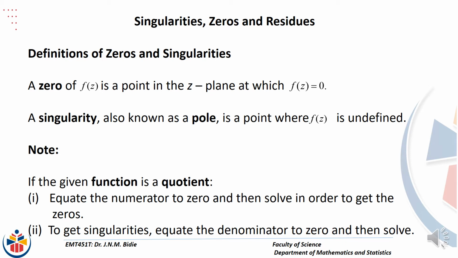Note that if we've got a function which is a quotient, that means it's got a numerator and a denominator. In order for us to get the zeros, we equate the numerator to 0. In order for us to get the singularities or the poles, we equate the denominator to 0 and then solve.